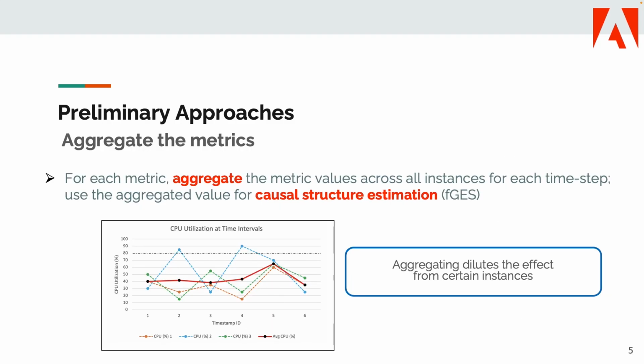One approach is to aggregate the metrics over all instances of a service for each time step. Thus, we get a single aggregated value for each service metric, and the problem then boils down to the known literature of causal structure estimation. However, aggregating these metrics reduces instance-specific variability in them and hence results in wrong estimation of the causal graph. A wrongly estimated causal graph can result in a faulty evaluation of a downstream task that relies on it, for example, a graph traversal based root cause detection.